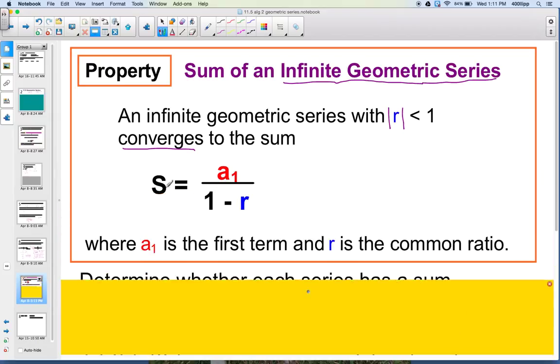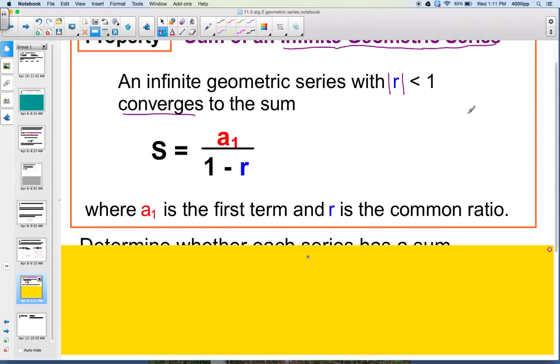The s, notice that there's no n here. There's no n here because we're just finding the sum that it's approaching. And it's infinite, so we're not adding up a specific number of terms. It keeps going on and on forever. So that means you're going to take the first term, a sub 1, and divide it by 1 minus r. And that's our equation for an infinite geometric series. So let's try some here.